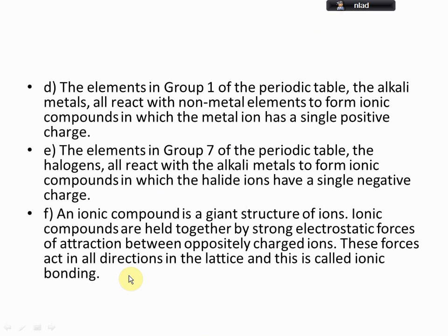An ionic compound is a giant structure of ions. Ionic compounds are held together by strong electrostatic forces. That's key. Ionic compounds have strong electrostatic forces. These electrostatic forces are of attraction between oppositely charged ions. Remember, a positive charge is attracted to a negative charge, and a negative charge is attracted to a positive charge. These forces act in all directions in the lattice, so that's the structure that they make. And this is called ionic bonding.